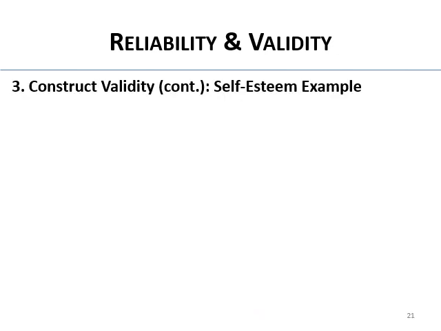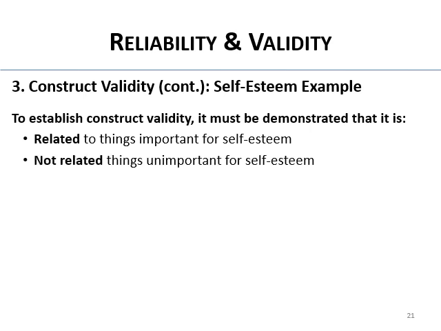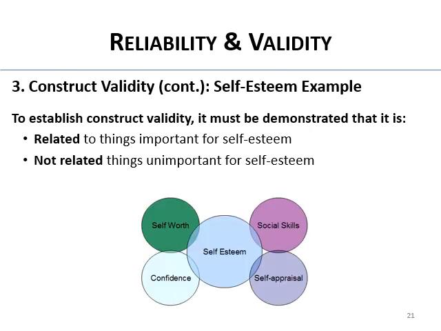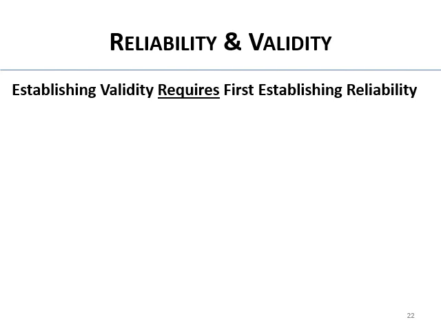Oof. So, a self-esteem example. To establish construct validity for self-esteem, you'd want to demonstrate that it is related to things that are important to self-esteem, and that it's not related to things that are unimportant for self-esteem. So here we have self-esteem in the middle. It overlaps a little with self-worth, self-confidence, self-appraisal, social skills. Those are all things related to self-esteem. But it's not strongly related to things it shouldn't be: aggression, driving skill, memory. They might be related to some of the intervening concepts, but they're not related to self-esteem itself.